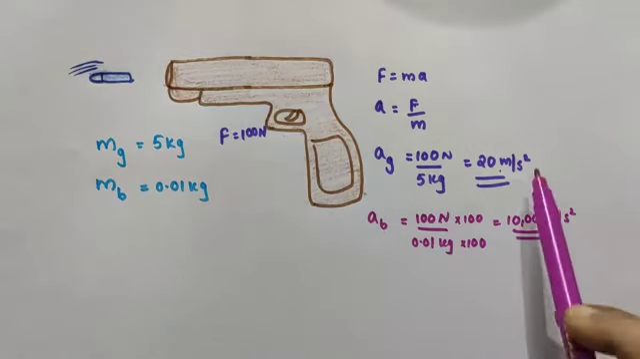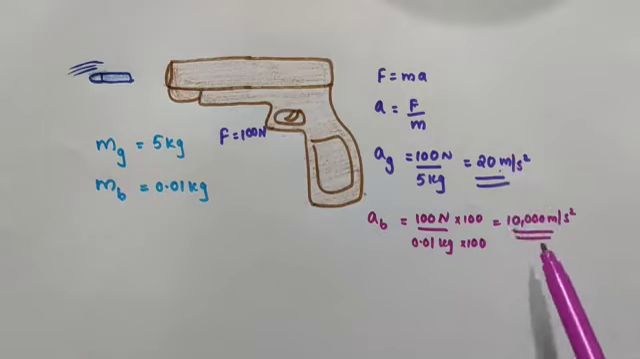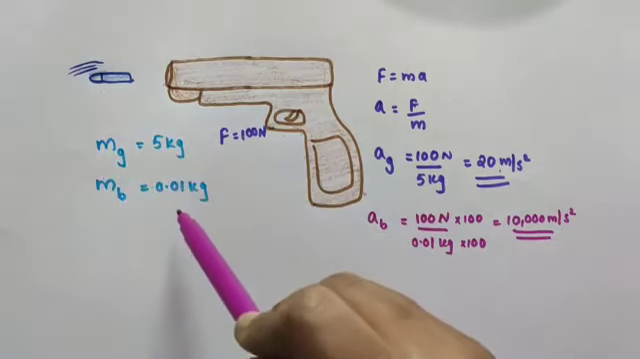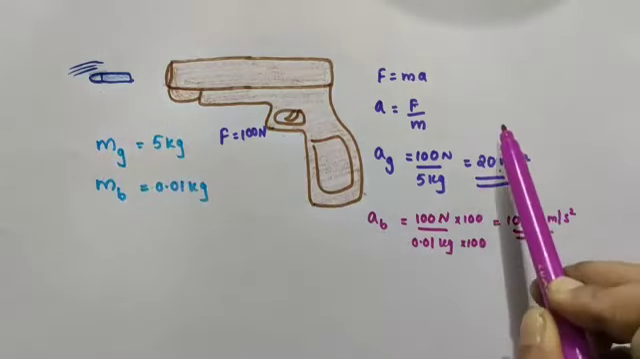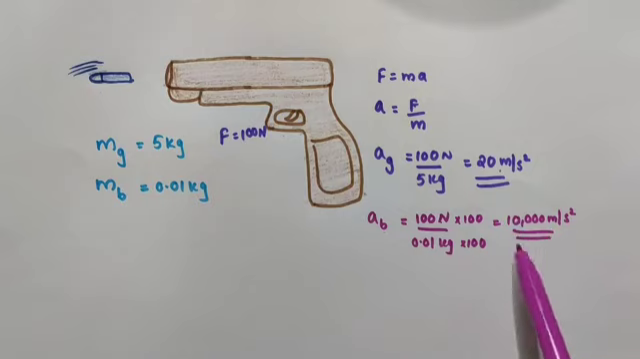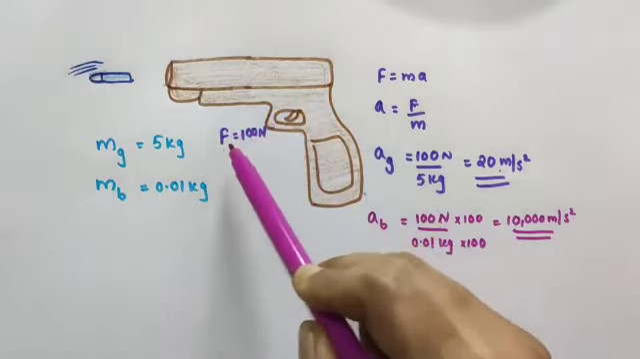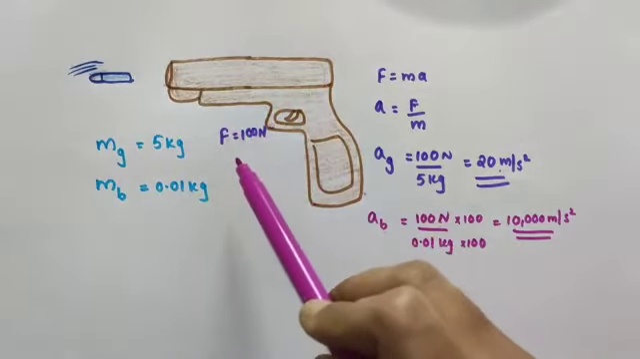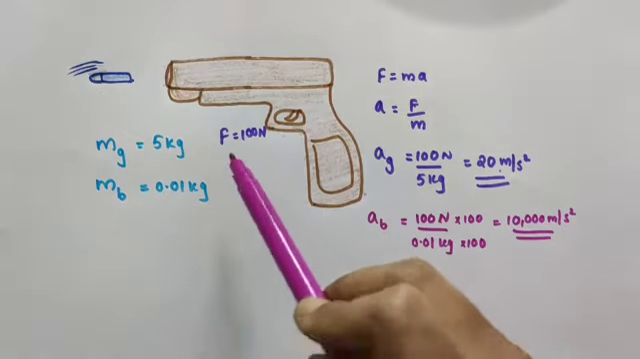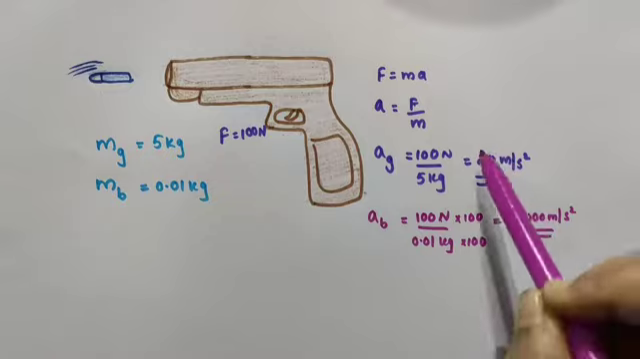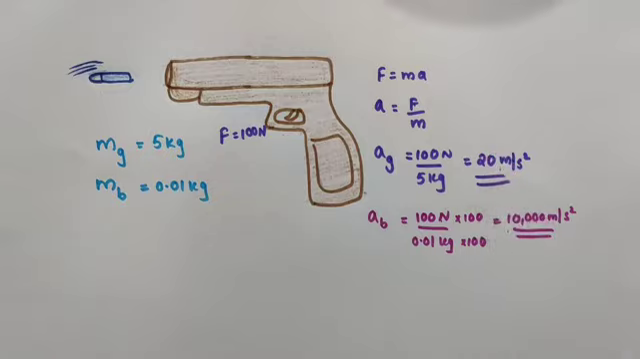So, you can see that the acceleration of the gun is much less than the acceleration of the bullet. That is, since the gun has much greater mass than the bullet, the acceleration of the gun is much less than the acceleration of the bullet. That is, even though the action and reaction forces are always equal in magnitude, that is 100 Newton here, these forces may not produce accelerations of equal magnitudes. You can see that the acceleration has different magnitudes here.